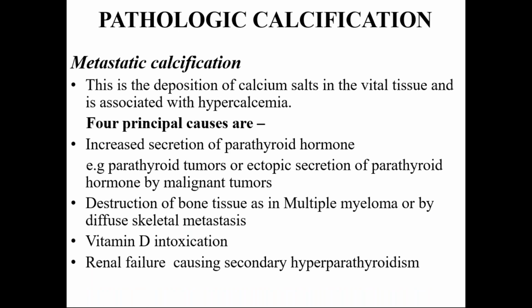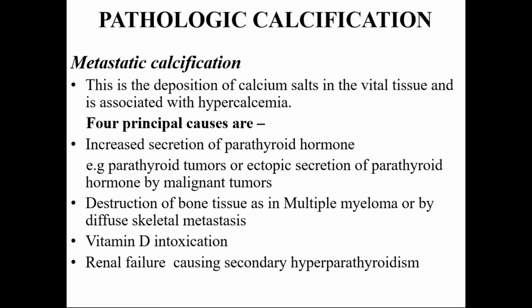Then coming to the metastatic calcification, it is a deposition of calcium. Dystrophic calcification occurs in dead or dying tissue. Metastatic calcification occurs in tissue which is associated with hypercalcemia. Whereas in dystrophic there will be normal serum calcium levels, in metastatic there will be increased calcium levels.